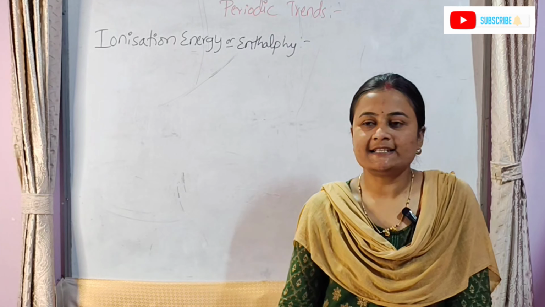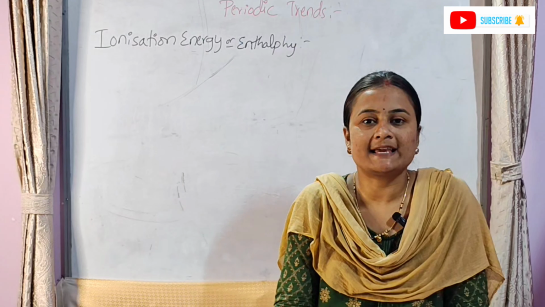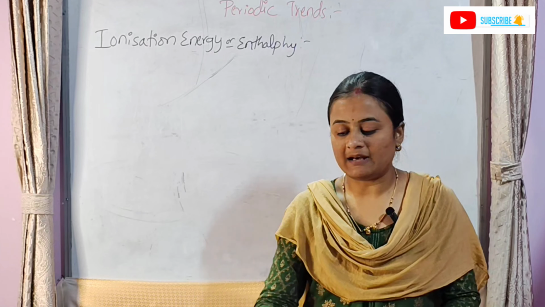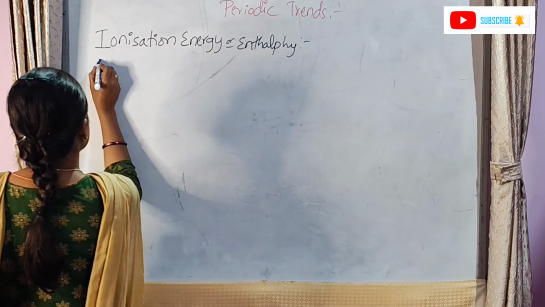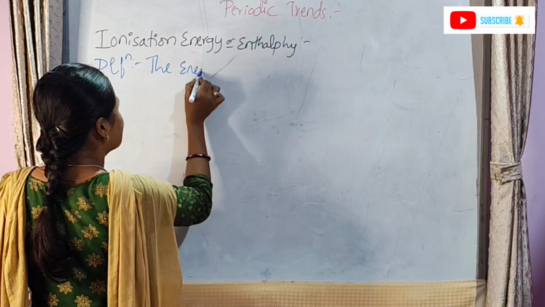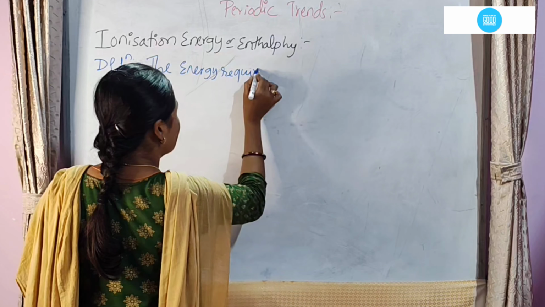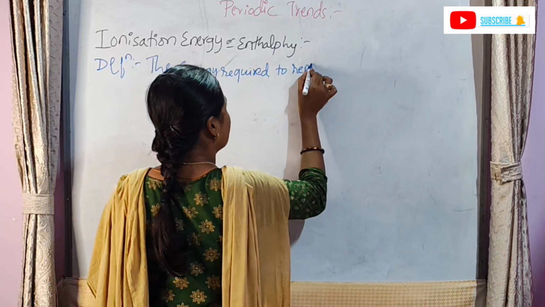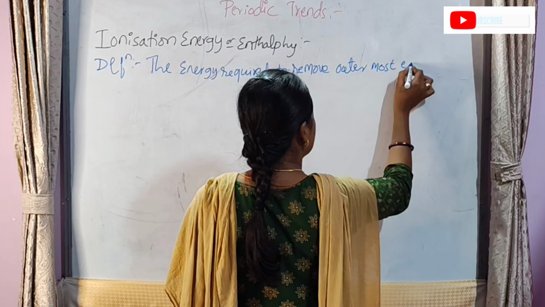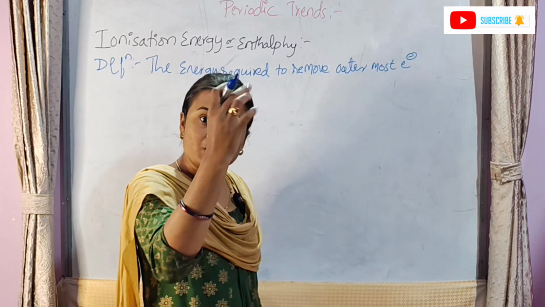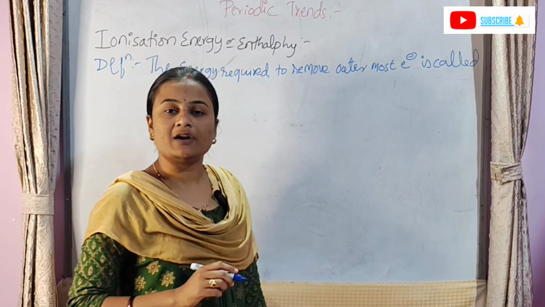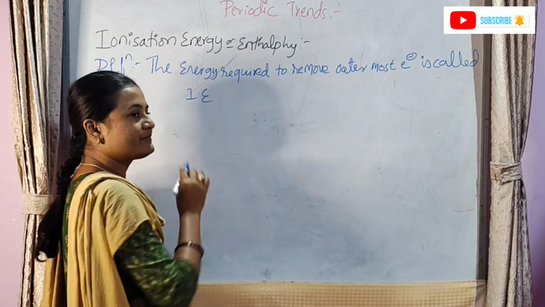The next periodic trend is ionization energy, or what we call ionization enthalpy. What is meant by ionization energy or enthalpy? The definition of ionization enthalpy is the energy required to remove the outermost electron. The energy required to remove the outermost electron is called what? Ionization energy or ionization enthalpy.